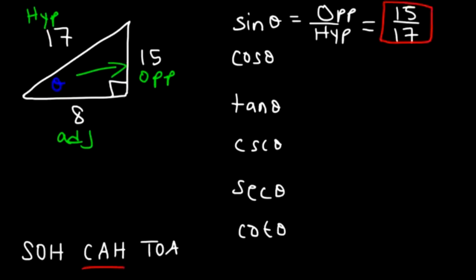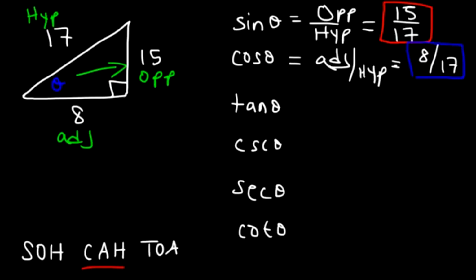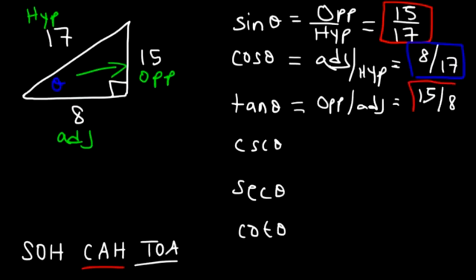Now cosine theta is going to be equal to the adjacent side divided by the hypotenuse. So the adjacent side is 8, the hypotenuse is 17. So cosine theta is 8 over 17. Tangent, based on TOA, is going to be opposite over adjacent. So opposite is 15, adjacent is 8. Therefore tangent is going to be 15 divided by 8.